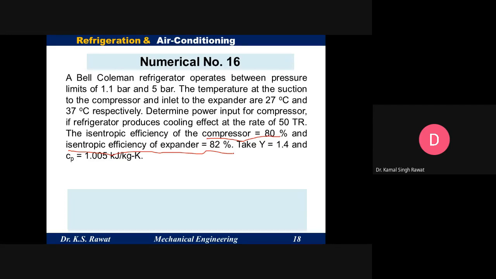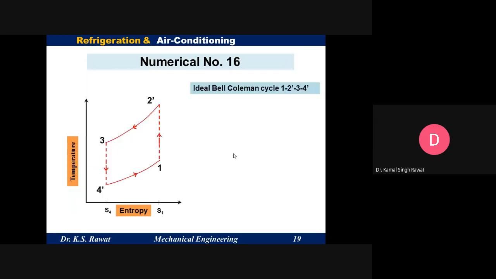So we have the pressure limits P1 and P2. P2 is 5 bar and P1 is 1.1 bar. T1 is given as 27 degrees centigrade, T3 is given as 37 degrees centigrade. Apart from that, we also have the refrigeration capacity 50 TR, and the isentropic efficiency of compressor is 80% and turbine is 82%. Is the question clear? Is the given data clear? Yes, sir.